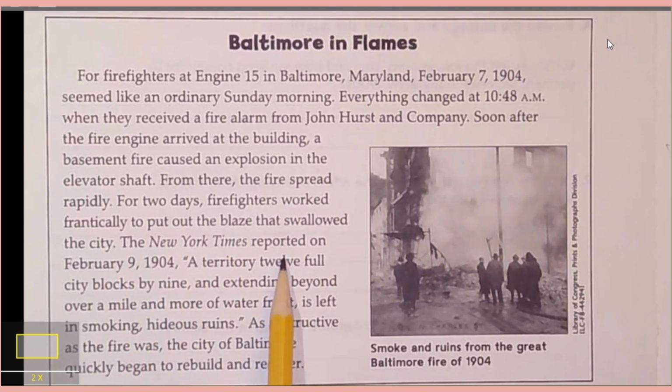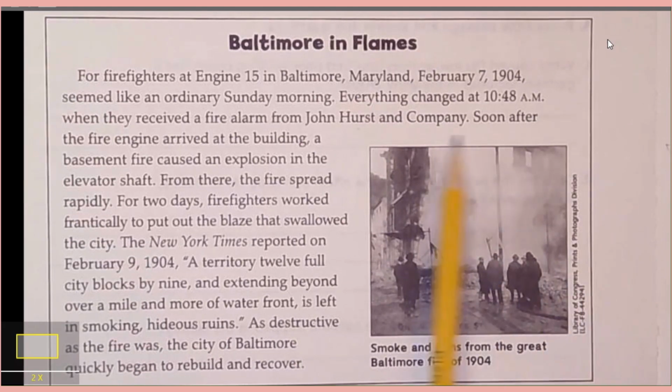The New York Times reported on February 9th, 1904, a territory 12 full city blocks by 9 and extending beyond over a mile and more of waterfront is left in smoking, hideous ruins. As destructive as the fire was, the city of Baltimore quickly began to rebuild and recover.